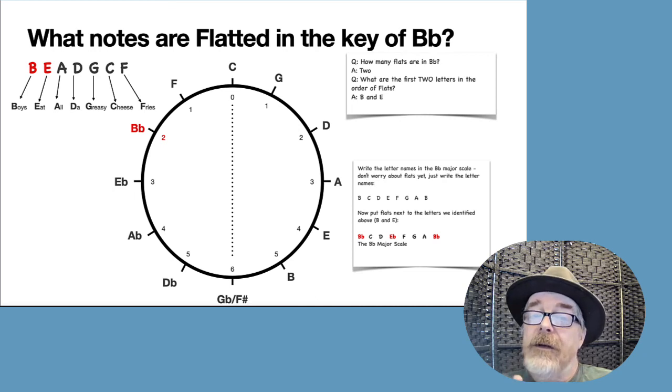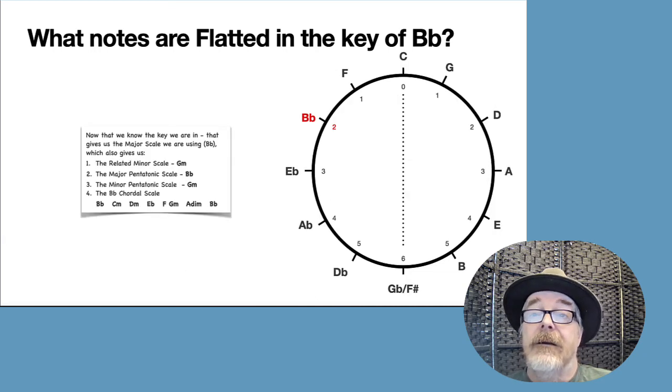Now that you know the notes of the B flat major scale, how does that help us? Well then, now we know the key we're in, B flat. It gives us the major scale we're using, B flat, which also tells us our related minor scale, which is going to be G minor, the major pentatonic scale, which is going to be B flat, the minor pentatonic scale, which would be G minor, and the B flat chordal scale, B flat, C minor, D minor, E flat, F, G minor, A diminished, and B flat.